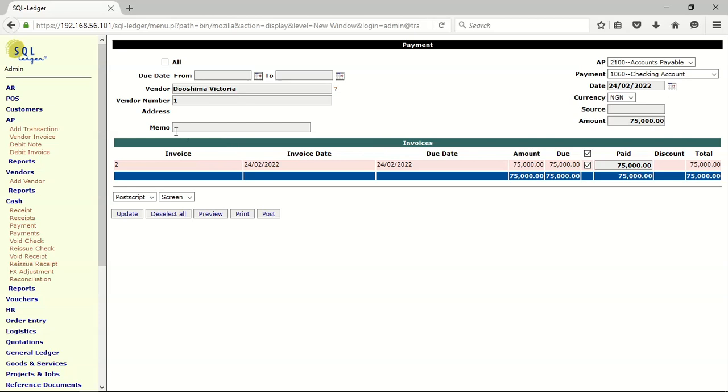Once you click here, it will show that. Let's write payment for purchase of fish.